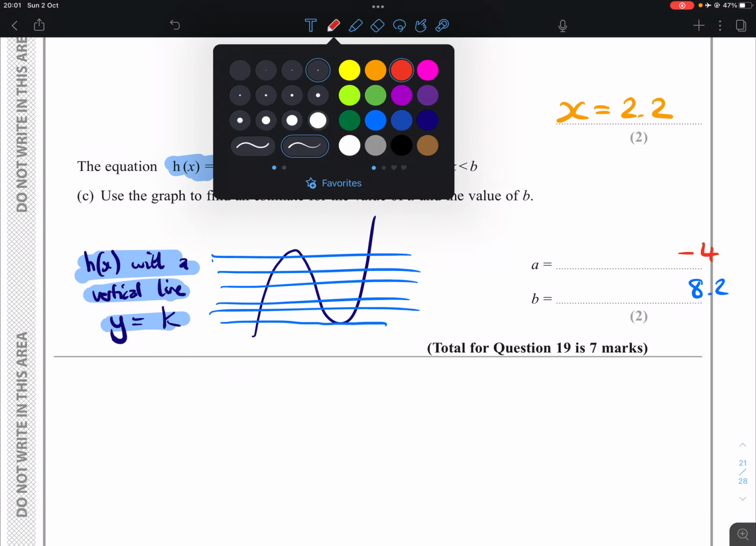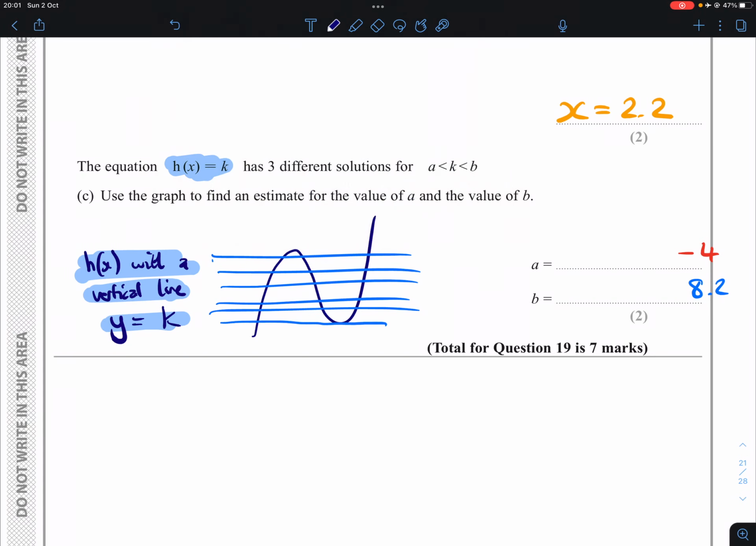So our interval of equations of horizontal lines that will give us 3 intersections like what we've got here in blue is going to be when k is between -4 and 8.2. Done.